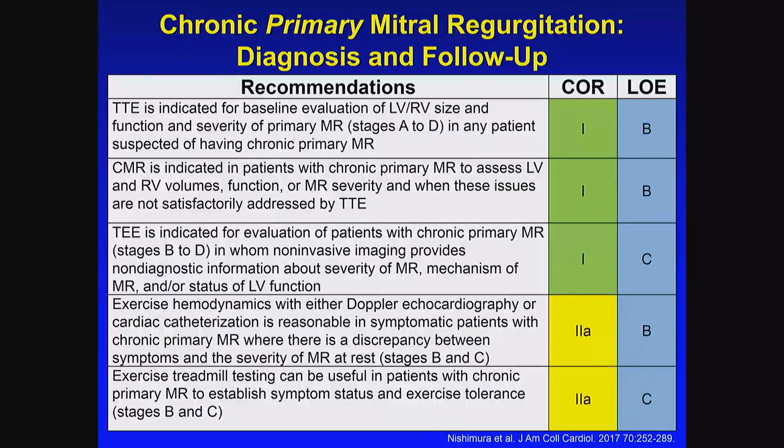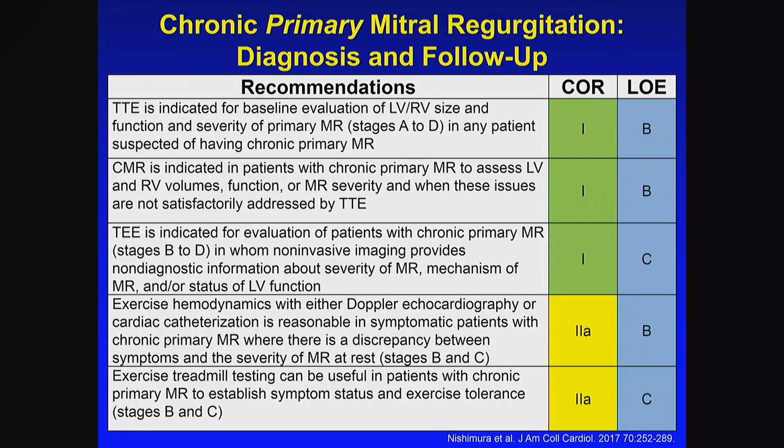Now, these are the guideline recommendations for the diagnosis and follow-up of chronic primary mitral regurgitation. In all of these guideline tables, the class of recommendation is listed first: class 1, which is the strong base of evidence; class 2, a little bit greater strength, a less intense recommendation; and then class 3, where it's actually not recommended. So the class 1 recommendations for chronic primary mitral regurgitation are that echo is indicated to evaluate the left and right heart size and to determine the nature of the primary mitral regurgitation.